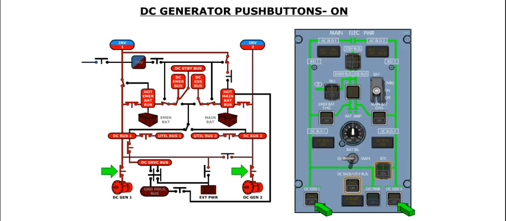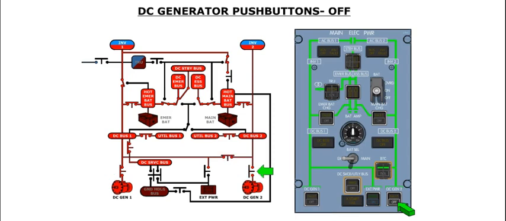The DC generators are controlled by two push buttons labeled DC Generator 1 and DC Generator 2. When the push button is pressed in, the associated generator will be energized, and the associated generator contactor will close, provided the GCU determines that the generator output is within limits. Selecting a generator push button to the out position will de-energize the associated generator, and the generator contactor will open. The white off caption will illuminate to indicate that the associated generator is off.